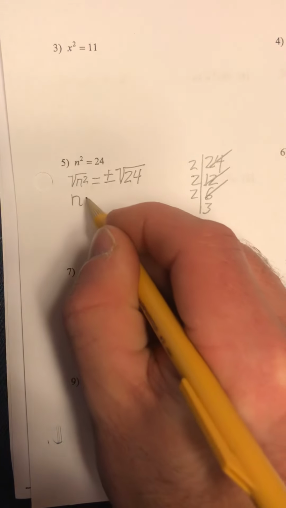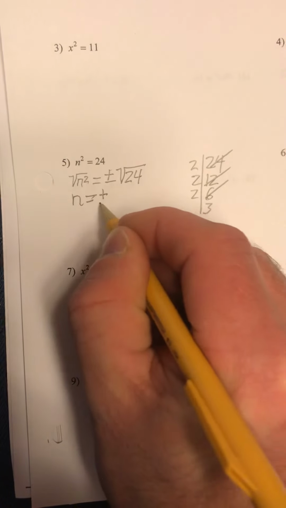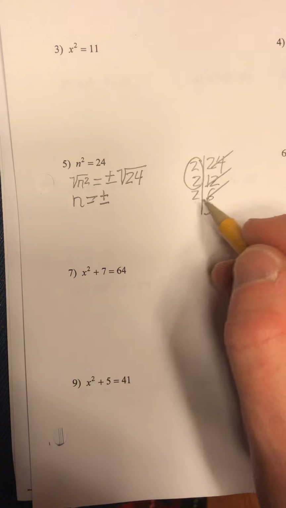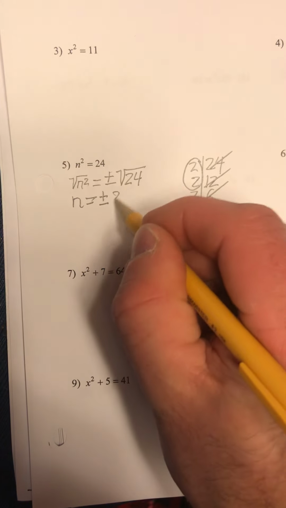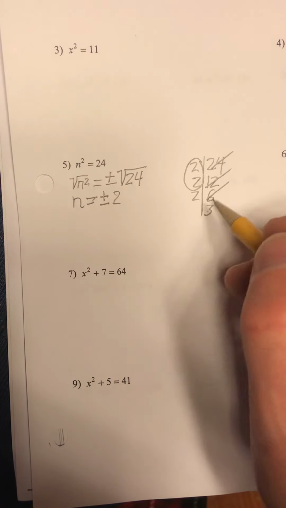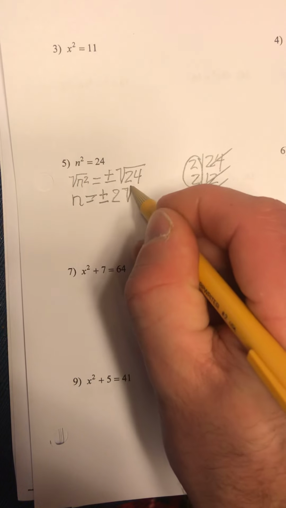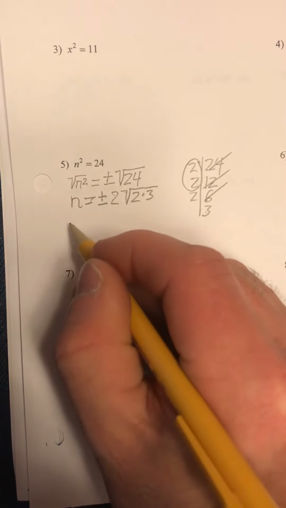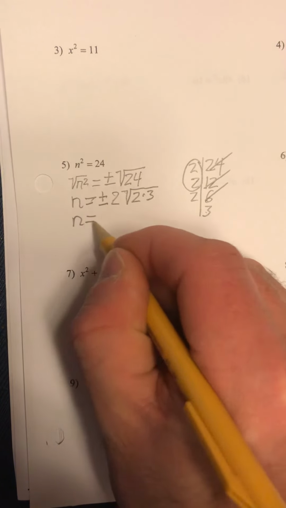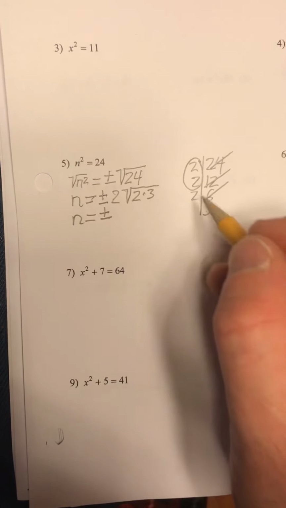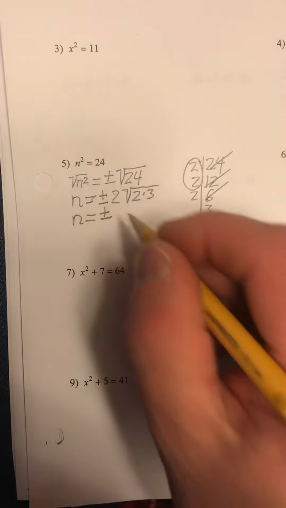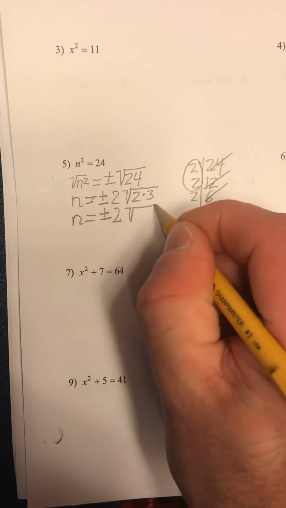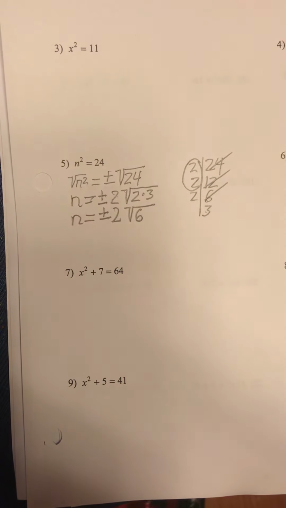Okay, so n equals plus or minus the pair of 2's that I have here. And I had a 2 and a 3 left over. Both of those go underneath the radical, 2 times 3. And so n is equal to plus or minus 2 times 2 is 4, square root of 4 is 2 from here, times the square root of 6.